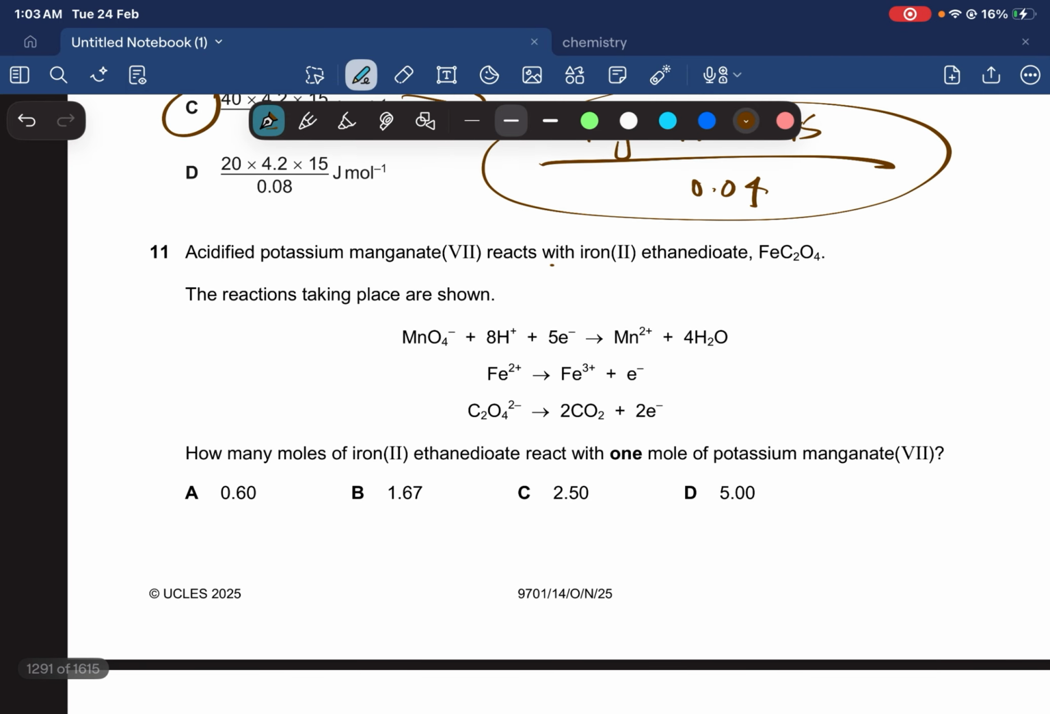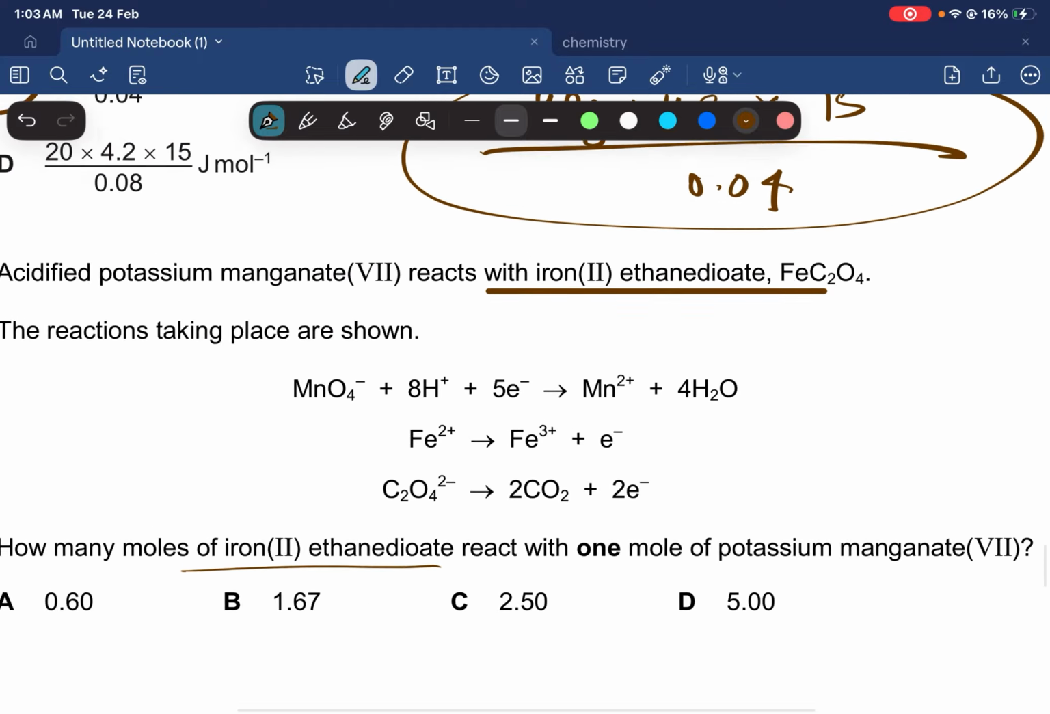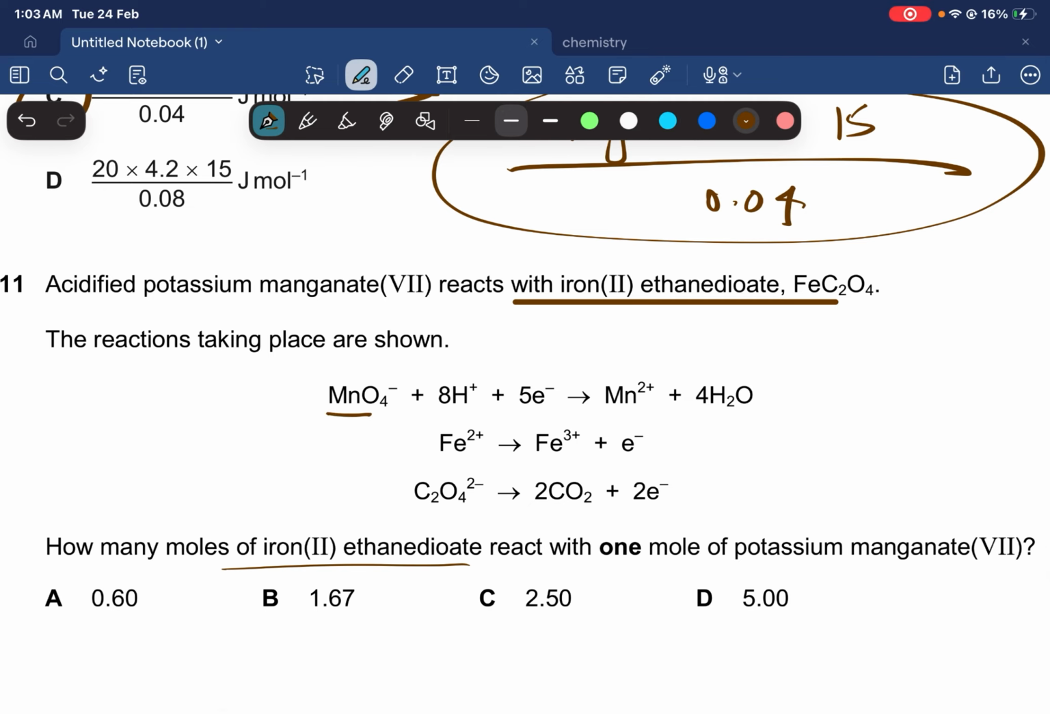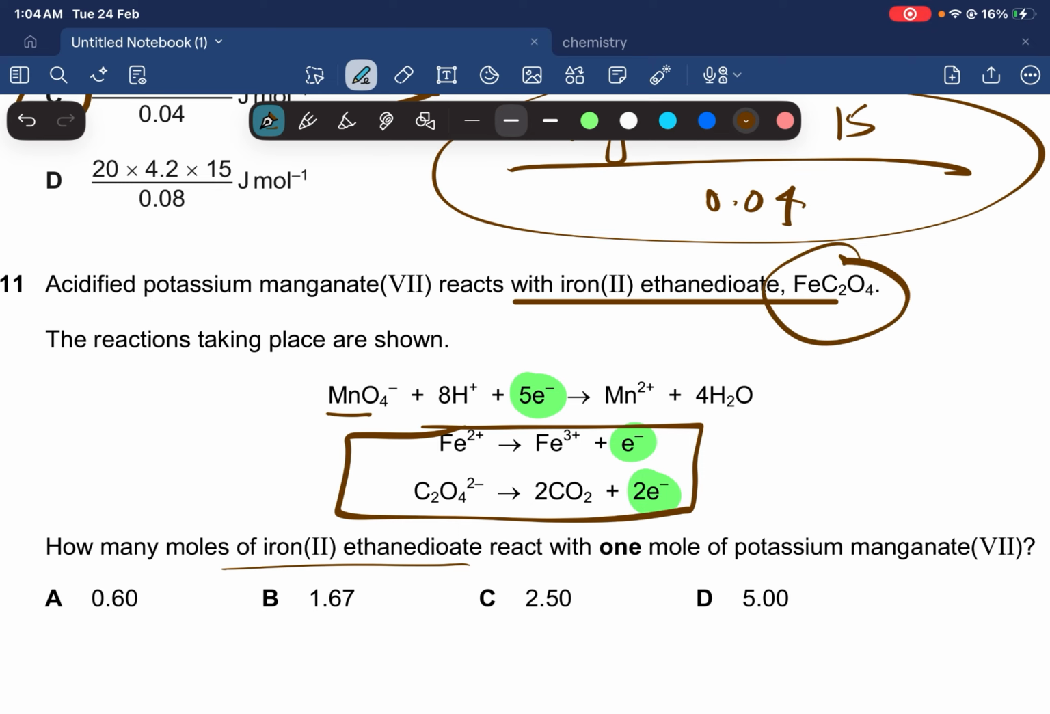Acidified potassium manganate reacts with iron ethanedioate ions, with the reaction taking place as shown. How many moles of iron ethanedioate will react with 1 mole of potassium manganate? Okay. So over here, when this MnO4 thing is reacting, it's basically gaining 5 electrons. And when this iron ethanedioate thing is reacting, it's losing 1 electron and then 2 electrons, because this is a combined thing. Look at it for yourself. So we're losing 3 electrons and we're gaining 5 electrons.